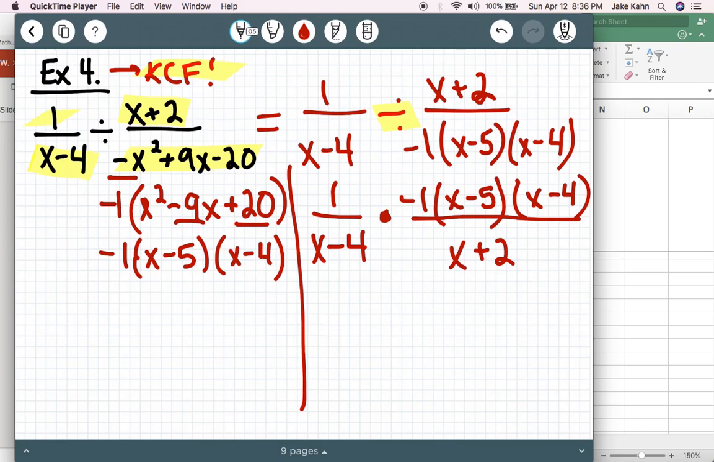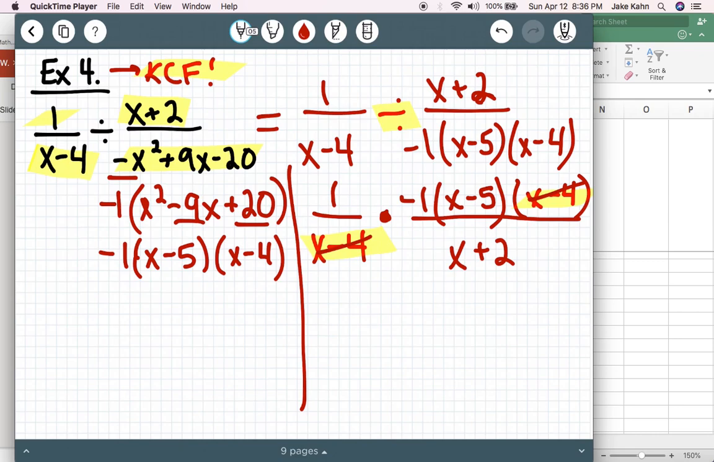Now can we simplify anything? The answer is yes, because we're going to be multiplying straight across. That means that x minus 4 appears on top and x minus 4 appears on bottom. This is going to cancel out. How nice. X minus 4, it's gone.